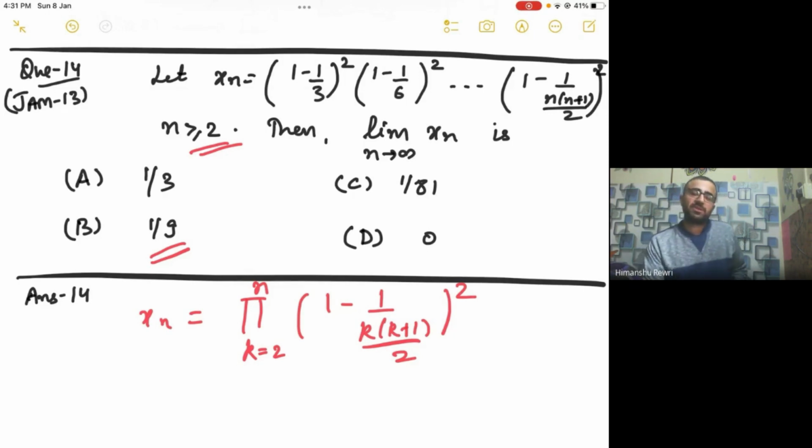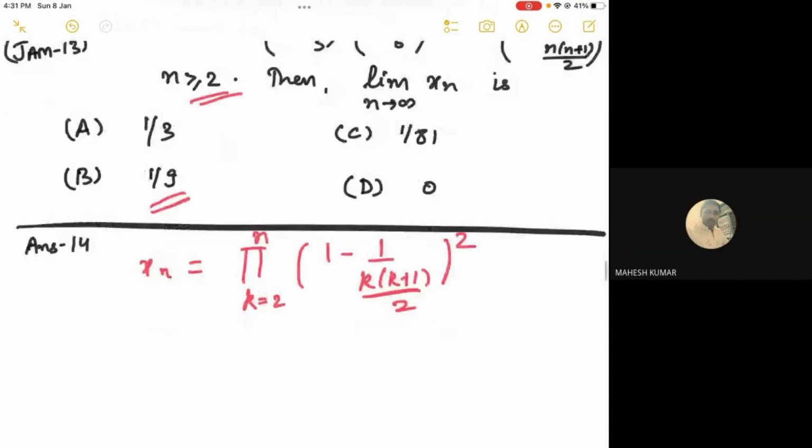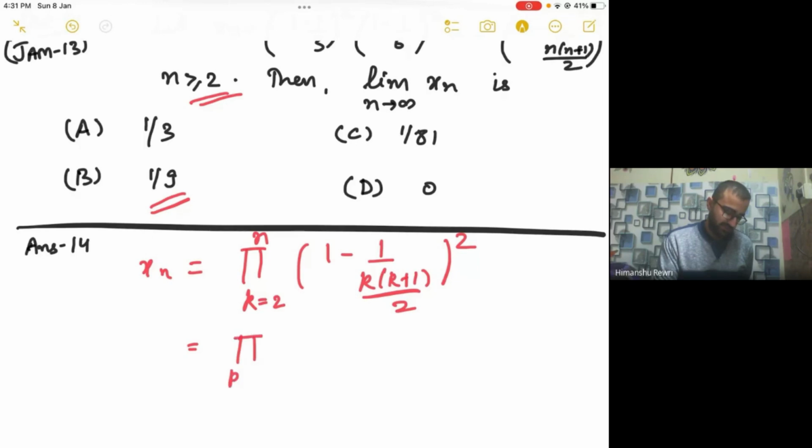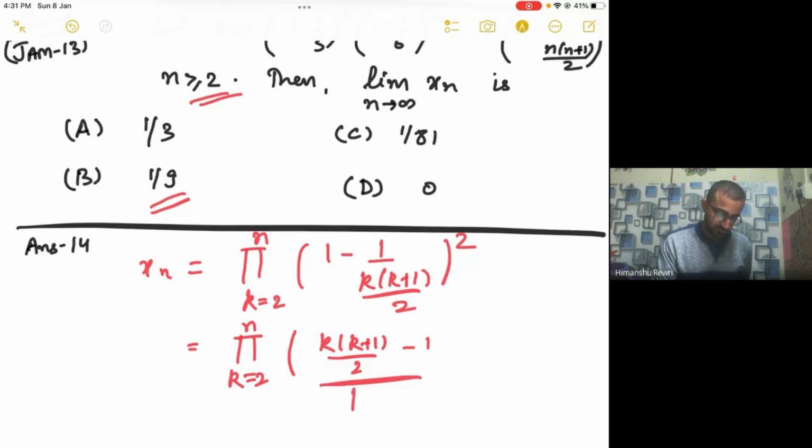How will you solve it? Take LCM. Okay, let's take the LCM. k into k plus 1 divided by 2 minus 1.